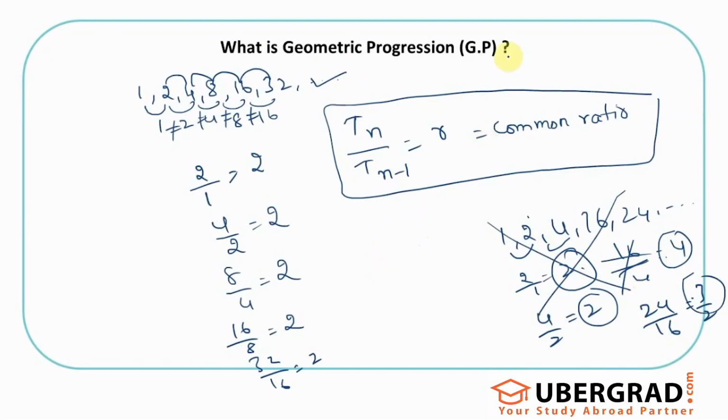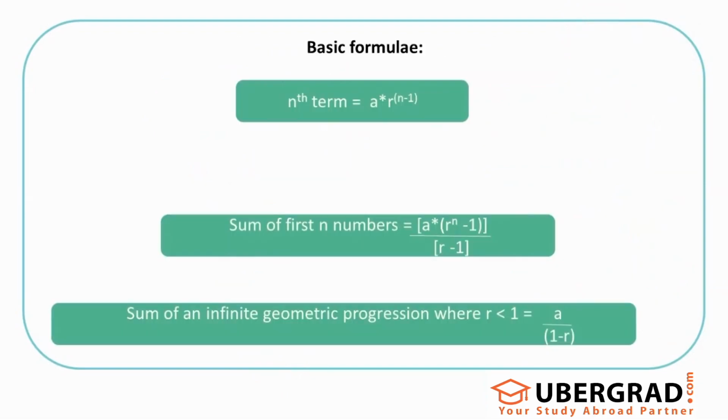So similar to the arithmetic progression, we'll have first term of the series denoted by A. Instead of common difference, we have common ratio denoted by R. The ratio, that's why we have R. And n would be the number of terms. That will be a parameter as usual. So let's look at the formulas for the nth term and the sum of the first n numbers.